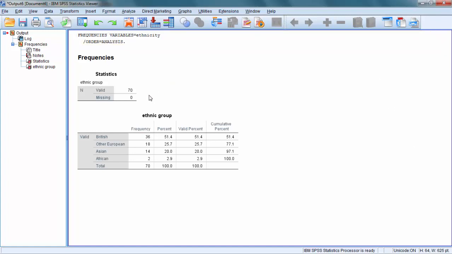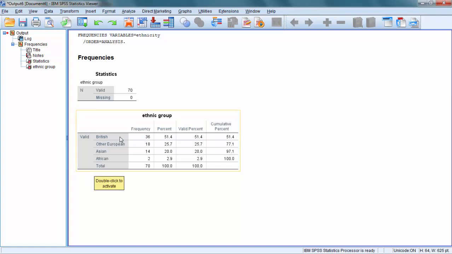This first table tells me that we have analyzed a variable called ethnic group and that we had 70 responses to that variable. 70 respondents provided us with an answer, and there were no missing responses, i.e. nobody missed that question. So the first table is a summary statistics. The next one shows us the pattern, the frequency analysis for this variable.